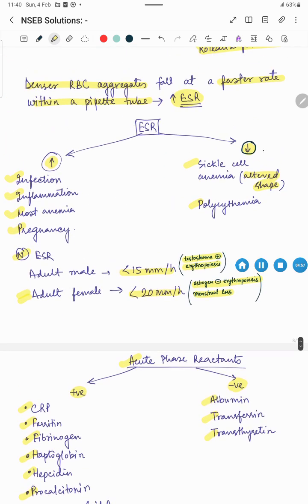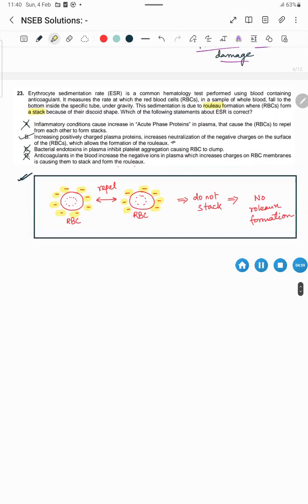transthyretin. So this is all we needed to know about ESR and how we solve the question just knowing this simple funda.